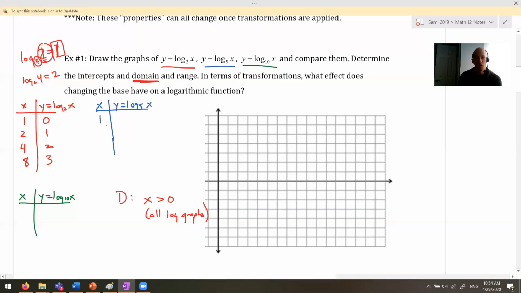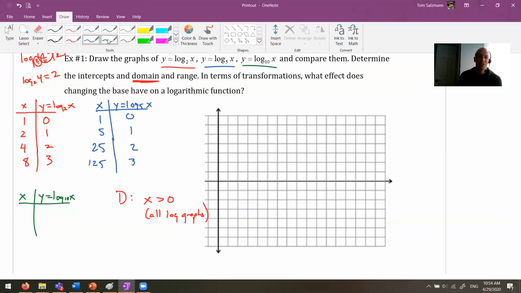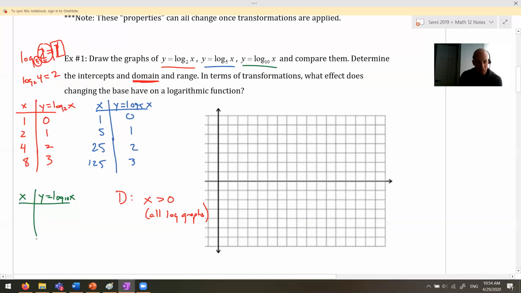So this one will be 1. I'm not going to put 2 down here, but it's log base 5, so I'm going to put a 5. And the next one would be 25, and so on. Okay, and then this could be 0, 1, 2, 125 would be 3. You might notice that that's not going to fit very well on my graph, and you're absolutely right.